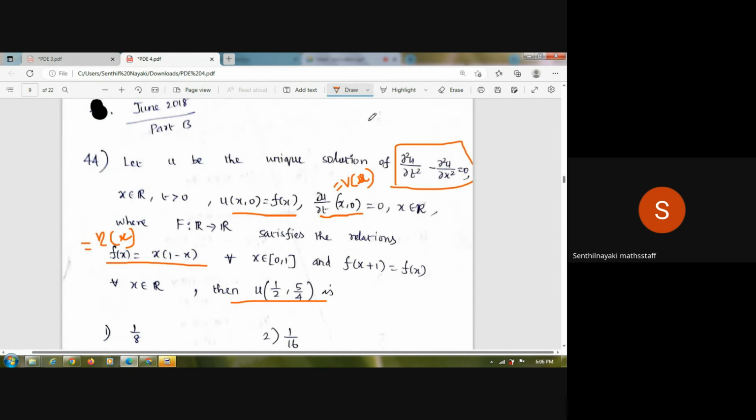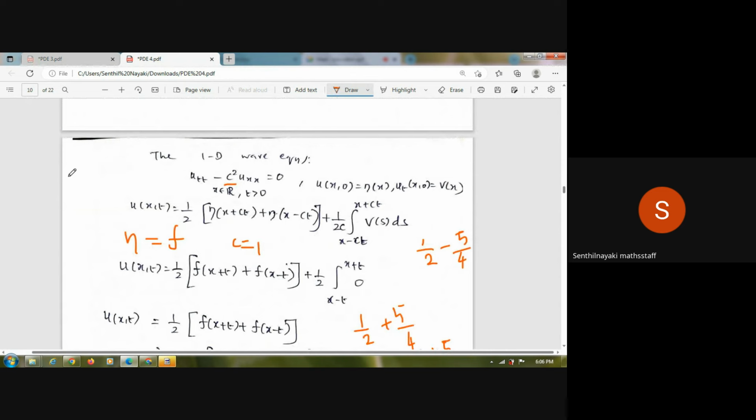So for finding the solution of a wave equation, this is one more solution. This is called the D'Alembert solution. Many of you may be aware of this. This is called the D'Alembert solution.